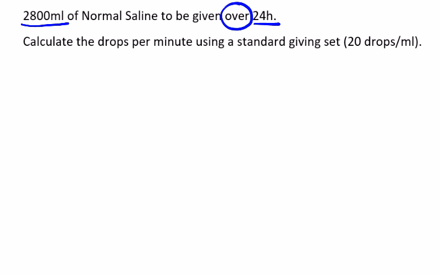Calculate the drops per minute. So straight away I see this is using a giving set or a drop set. In this case, the standard giving set, because it's set to 20 drops to the mil, meaning each 1 mil is divided into 20 equal drops. So then you can imagine what the size of the drop is. So this is an IV infusion with a drop set.